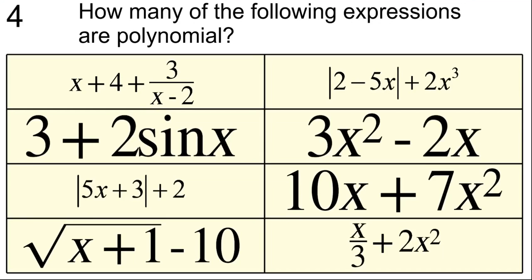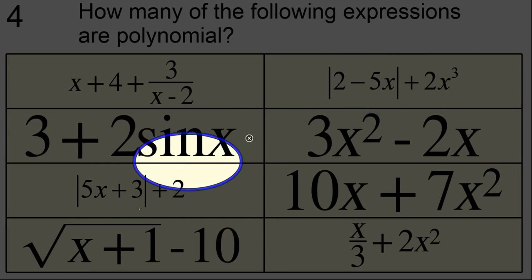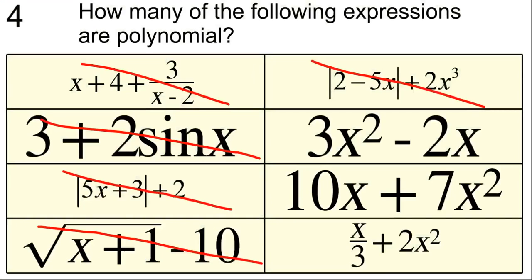Let's do number 4. It's the same thing. Let's eliminate division of variables. Absolute value here and here. Neither sine nor square root is polynomial. All three of these are polynomial. So the answer to number 4 is 3.